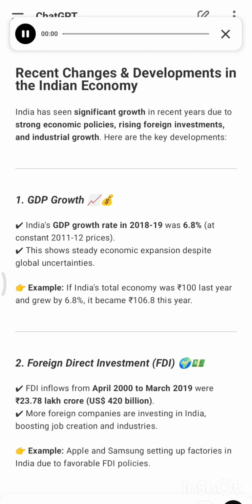Recent changes and developments in the Indian economy. India has seen significant growth in recent years due to strong economic policies, rising foreign investments, and industrial growth. Here are the key developments.